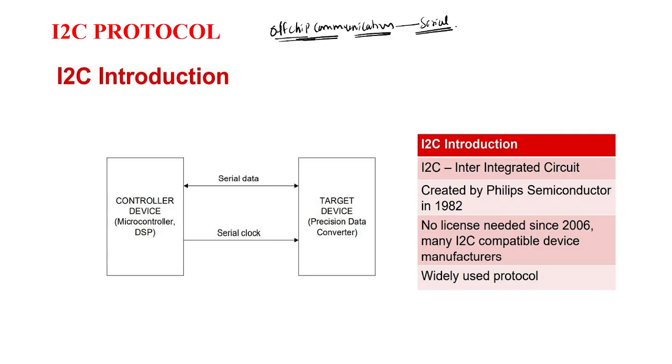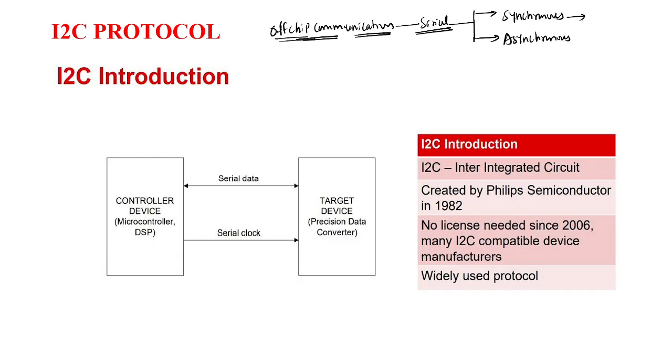Serial communication means we need to send the data bit by bit. Again, in serial communication there are two types: one is synchronous communication, and the next one is asynchronous communication.